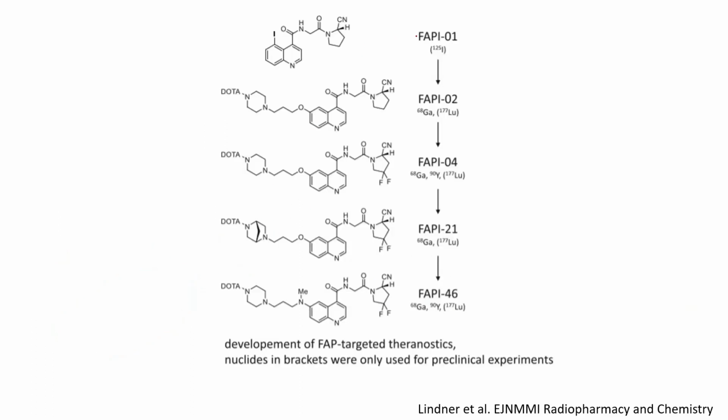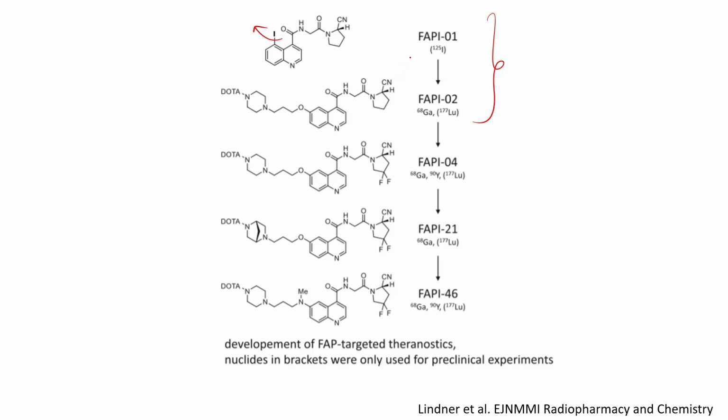We have seen the initial development of FAPI1 and FAPI2. FAPI1 is not that optimal because of enzymatic deiodination. This iodine gets knocked out, so it is a pretty high limitation of FAPI1, but FAPI2 is a pretty good molecule for us to use.